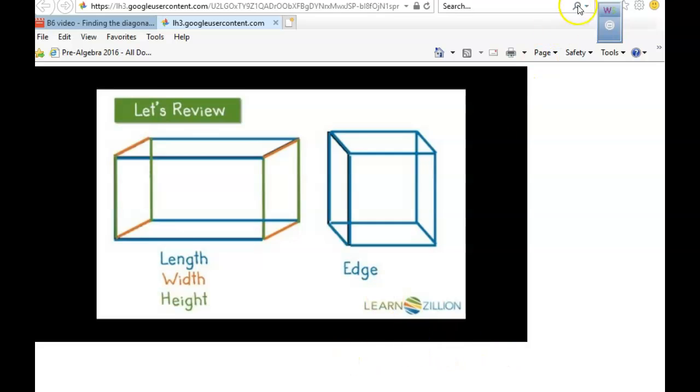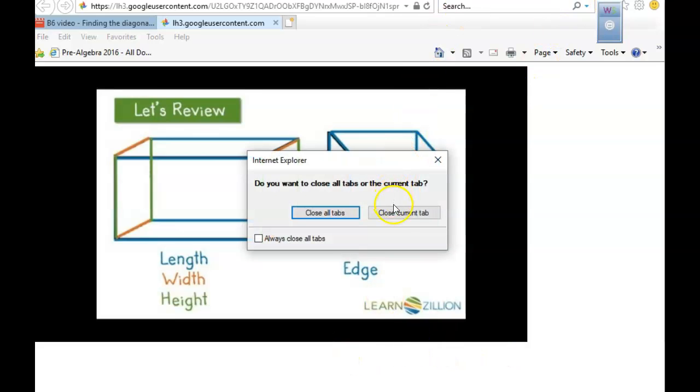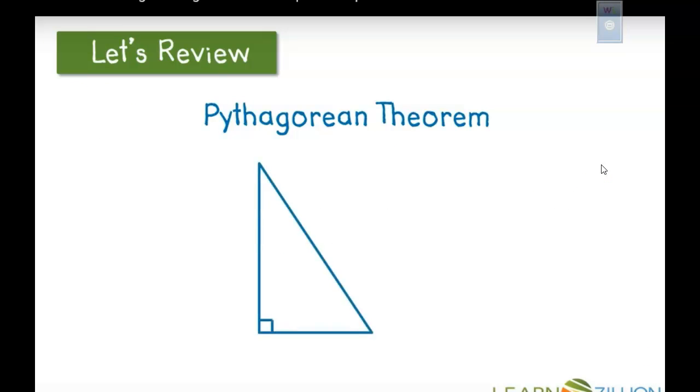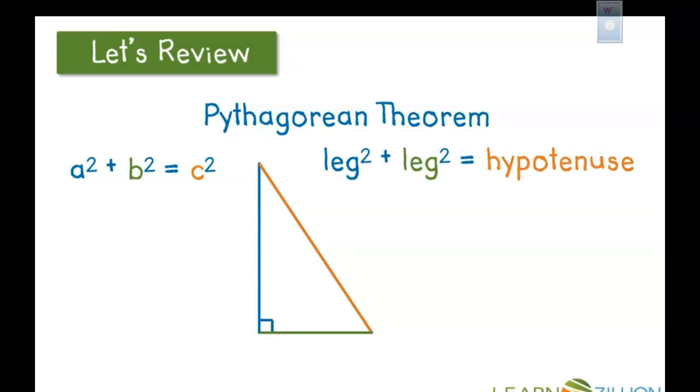How do you find the length of the red line segment inside the cube? In this lesson, you will learn how to apply the Pythagorean theorem to three-dimensional figures by creating right triangles. Let's review the Pythagorean theorem. One formula you can use is a squared plus b squared equals c squared, where a and b are legs and c is the hypotenuse. Another formula is leg squared plus leg squared equals hypotenuse squared.